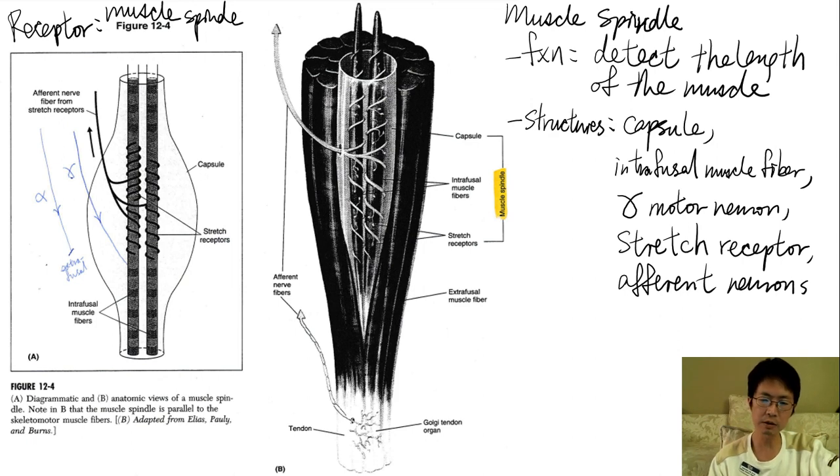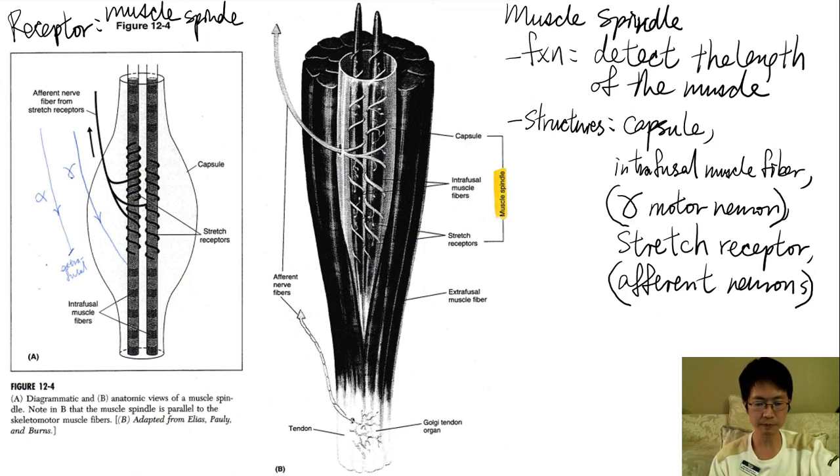Okay, let me put a parenthesis here. I try to be anatomically correct. So these two neurons, they are not part of the muscle spindle. Muscle spindle only consists of two things: capsule, intrafusal muscle fiber, and stretch receptor.